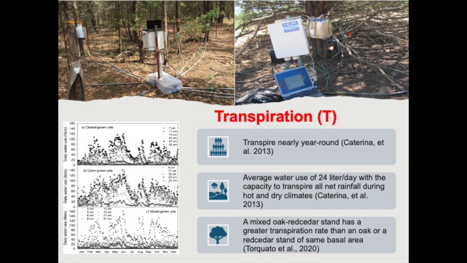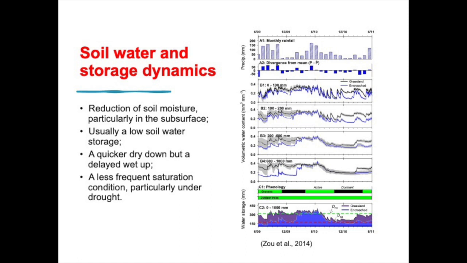One thing we found is that if you have juniper encroaching into your oak woodland, there is a synergistic effect. In other words, a juniper-oak mixed stand can transpire more water than pure juniper woodland or pure oak woodland, assuming the same basal area. So that's something to think about. If we have a dramatic increase of juniper in the woodland, what will happen for water?